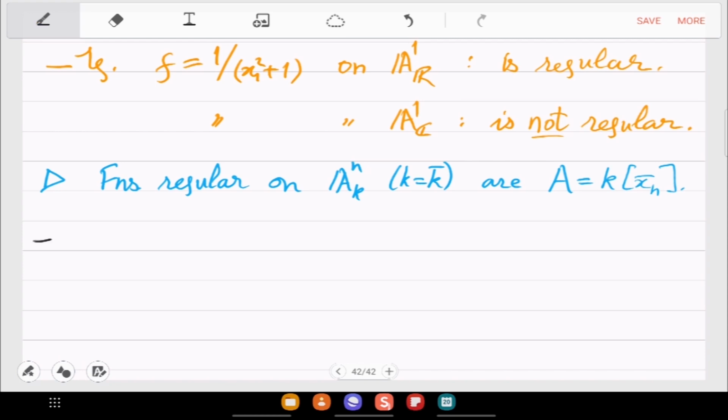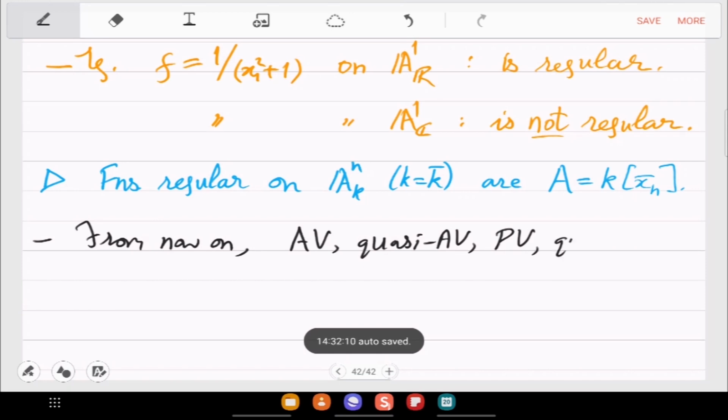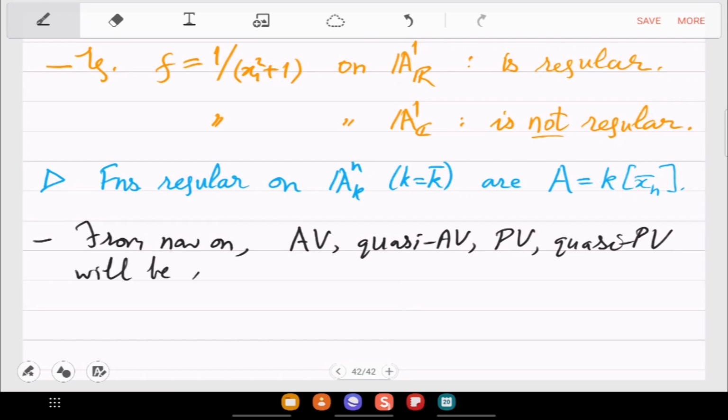I think I remarked this before, that we now have many kinds of varieties: affine varieties, quasi-affine varieties, projective varieties, or quasi-projective varieties. These will just be referred to as varieties now.